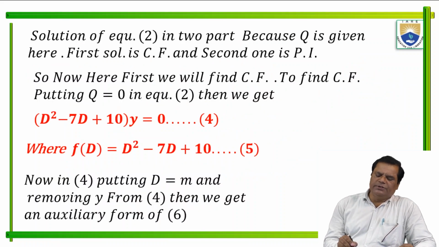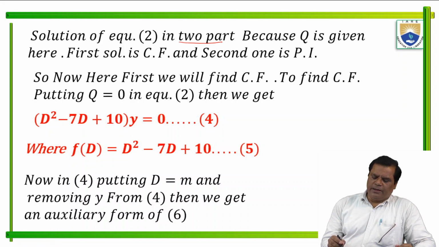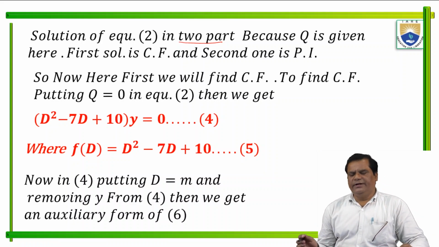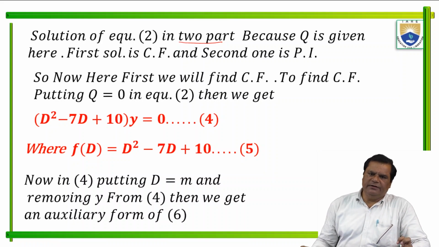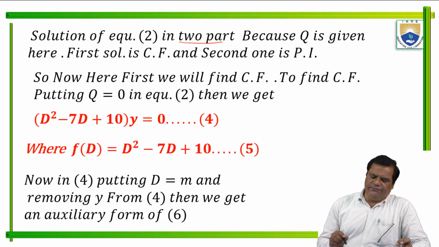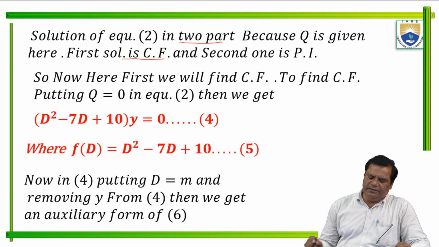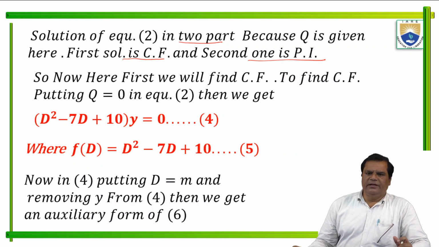Now the solution of equation 2 has two parts, because Q is given here. If Q is not given, then there is only one part of the solution, known as the CF. If Q is given in our question, then there are two parts of the solution: the first is the CF, the complementary function, and the second is the particular integral. When we find both, we get the complete solution of the given question.